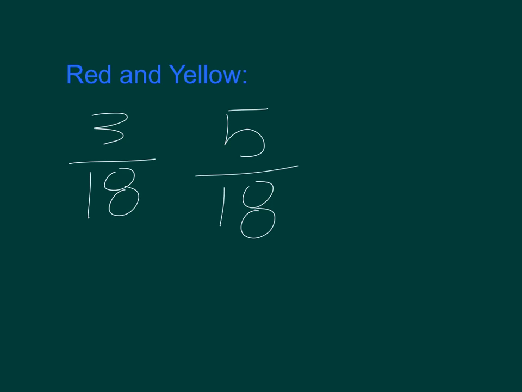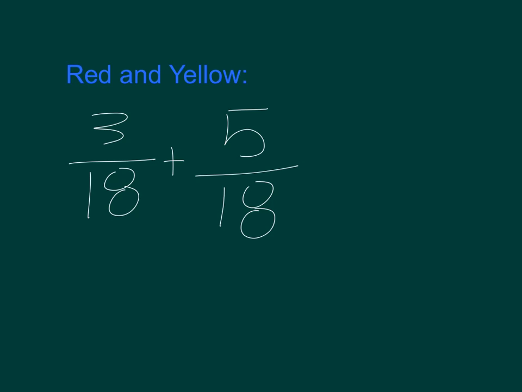Now that we know the fractional part of each color of Skittle, I would like to find out what fractional part of the bag is made up of red Skittles and yellow Skittles. Now remember, my red Skittles made up 3/18 of my bag of Skittles, and my yellow Skittles made up 5/18 of my bag of Skittles. Now, what operation do you think that we need to do to figure out what fraction of my bag is red and yellow Skittles? We would need to add the fractions that make up the red and the yellow.